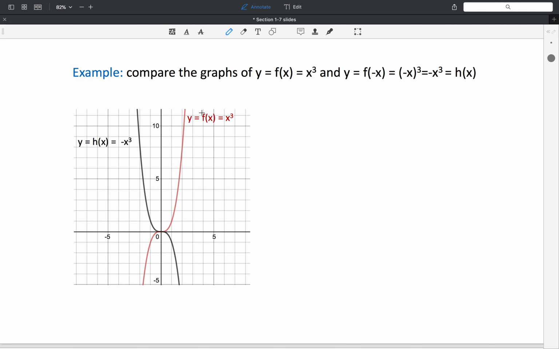So if you notice, here's the original graph in red, and here's the new graph in black. And notice that it flipped everything across the x-axis. So that went over here, and this part went over here.